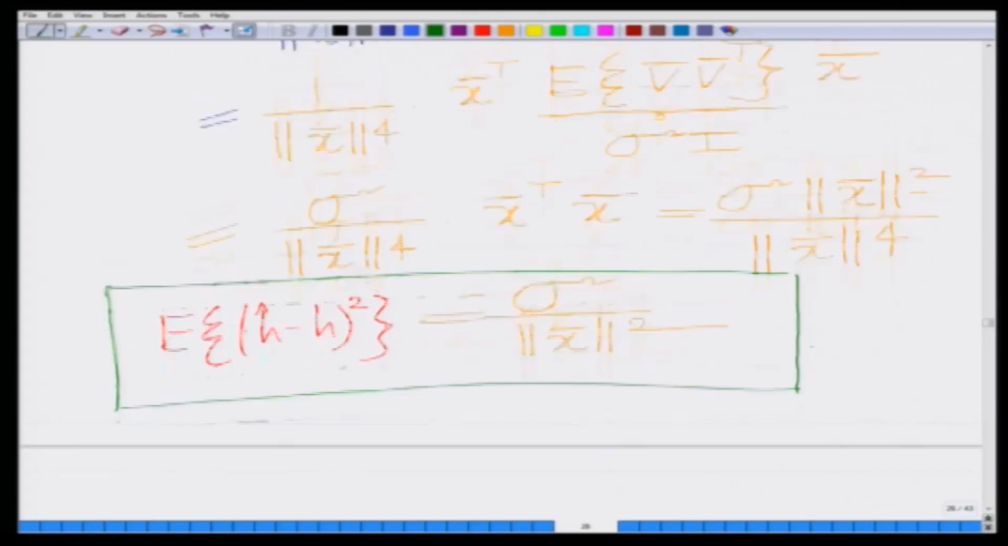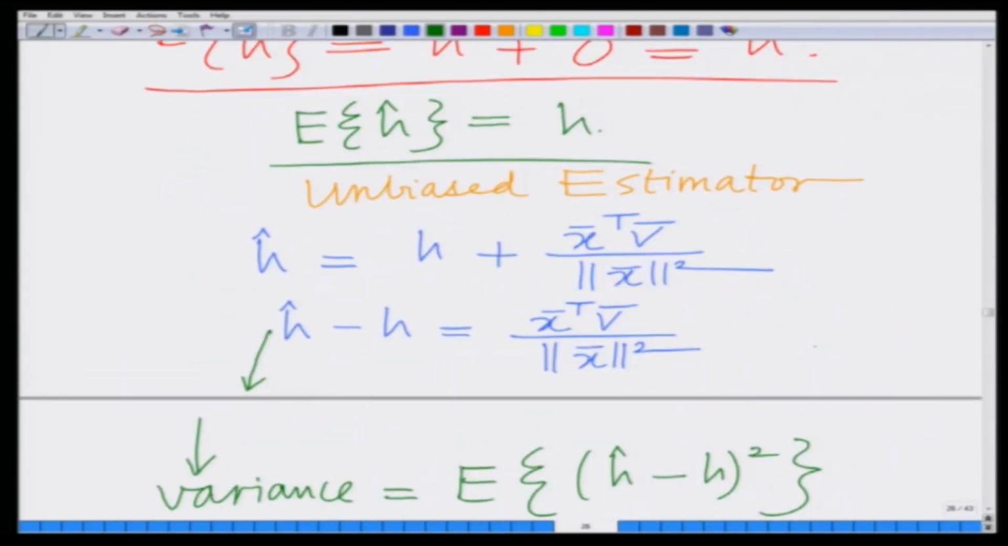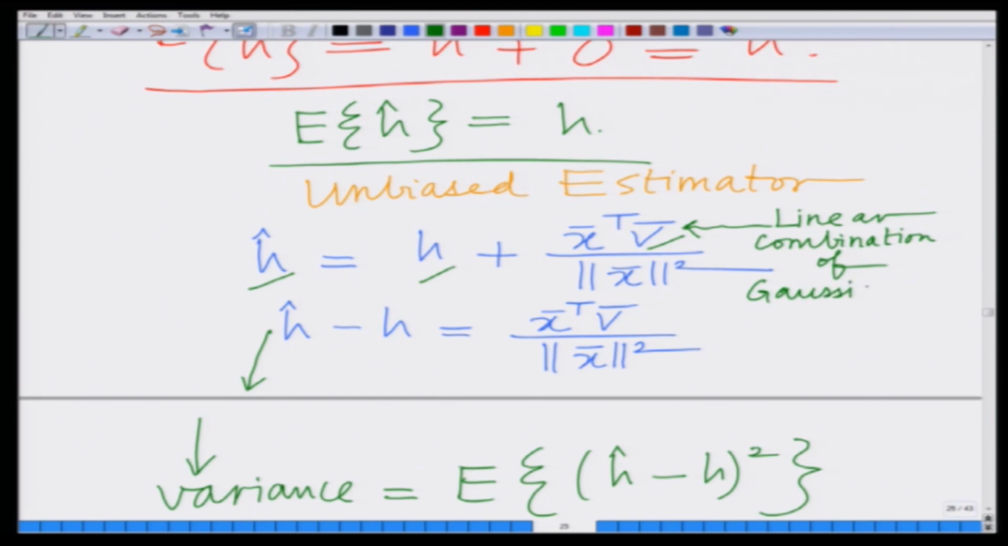Alright. So, this is the expression for the variance of the channel estimate, and further now we can characterize the distribution of the channel estimate H hat. Now, if you go back and look at H hat, for instance, you can see H hat is basically your H plus x bar transpose over norm x bar square times V bar, which is a linear combination of Gaussian random variables, and therefore, it follows that H hat in turn is Gaussian.